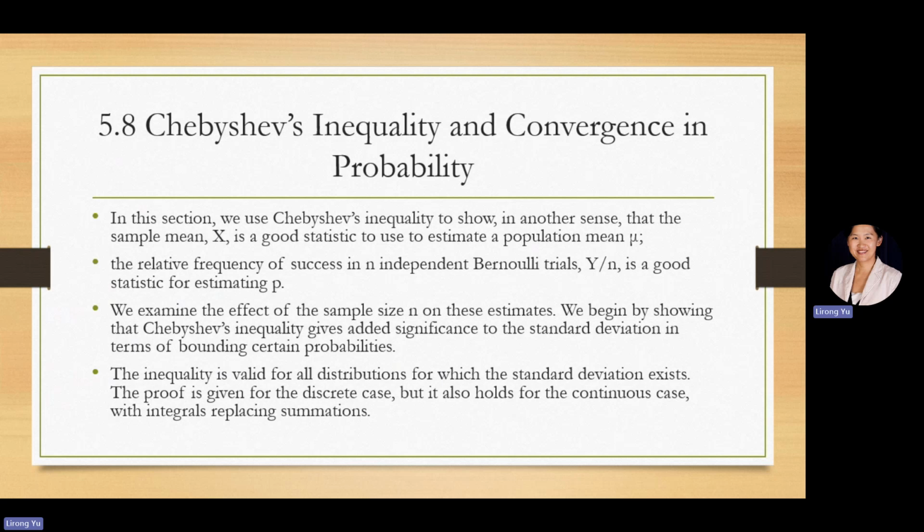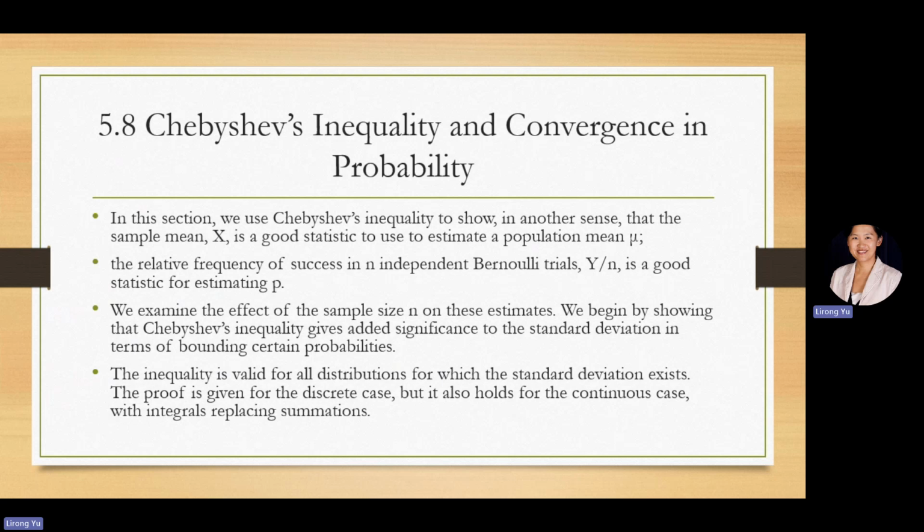According to the discussion in the book, the Chebyshev inequality will show that the sample mean is a good statistical estimation of the population mean. You can also extend that idea in the Chebyshev theorem to the binomial distribution, or the binomial probability Y over n. We can show that Y over n is a good estimation for the proportion p.